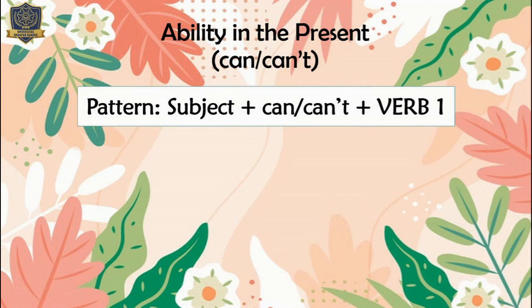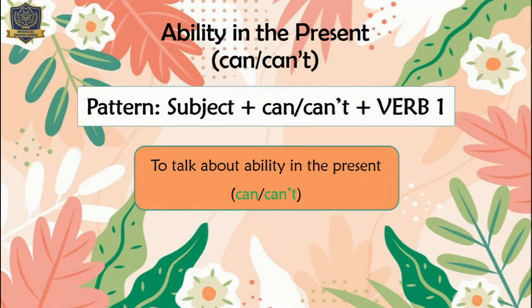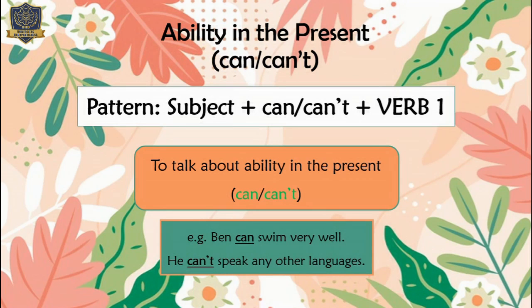I just want to remind you the pattern. Subject plus can or can't plus verb 1. The function is to talk about ability in the present. So you can use can or can't. The examples: Ben can swim very well. He can't speak any other languages.